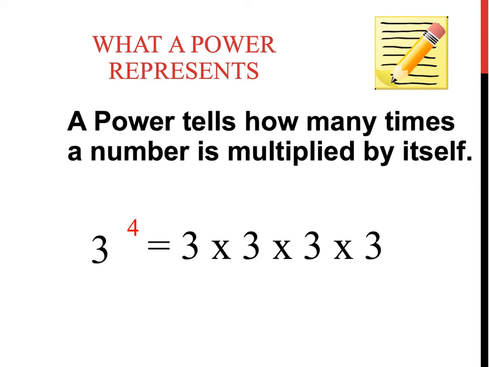Now, a power tells us how many times a number is multiplied by itself. For example, 3 to the power of 4 means we multiply 3 four times, because 3 is the base number, so that's the number being multiplied, and this is the number of times that we multiply the number. And as always, this icon means write this down.